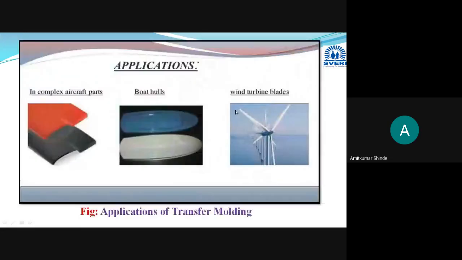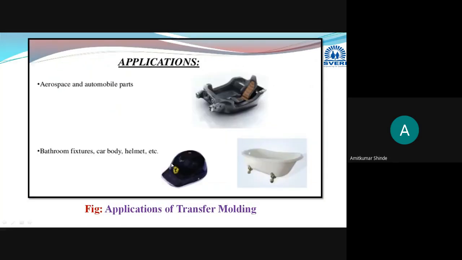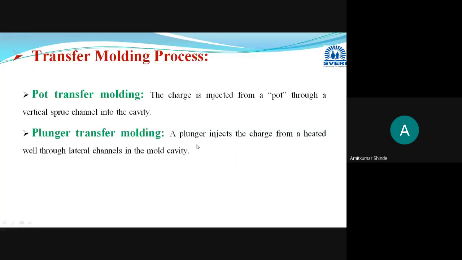These are made from the transfer molding process only. Then aircraft parts, boat hulls, wind turbine blades, different helmets, then these types of fixtures, aerospace and automobile parts can be manufactured with the transfer molding process. Now we will move towards the next part, that is the classification of the transfer molding process.